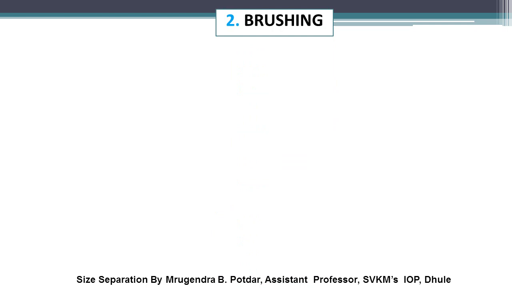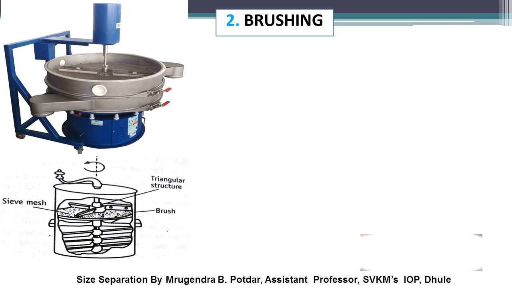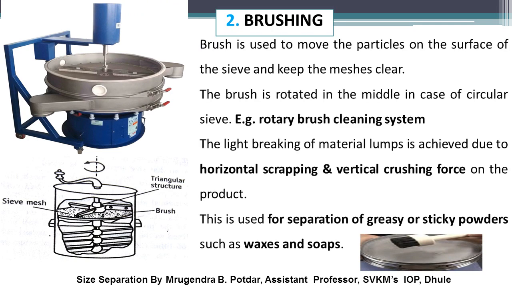Another mechanism of size separation is brushing. Here the particles are separated with the help of a brush. A brush is used to move the particles on the surface of the sieves and keep the meshes clear. In the case of agitation, the rotation or movement of the sieves takes place. Here, the sieves are stable. What will rotate? The brush. The brush will rotate.